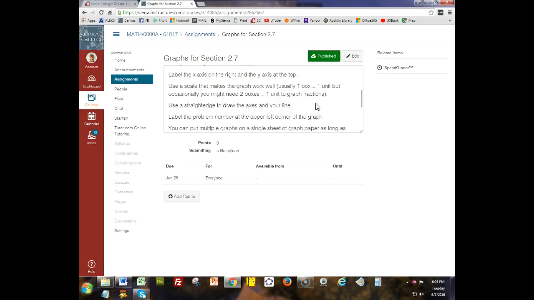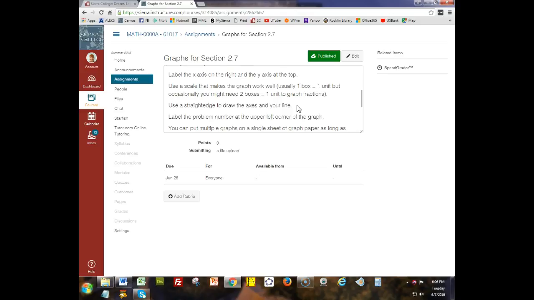Really, it's most important that the reader can understand the graph, not that you can understand the graph but nobody else can. Use 1 box equals 1 unit, unless that makes the graph gigantic, which isn't going to happen in this class, or it makes it itty bitty, in which case you might want to make 2 boxes equal 1 unit so that it makes the graph bigger and you can put a 0.5 accurately on the graph. Use a straight edge to draw the axes, the x-axis and the y-axis, and your line. I am really strict about this. It's important to me that the line be straight, because in a section further on, you're going to be drawing two lines and trying to find the point where they intersect.